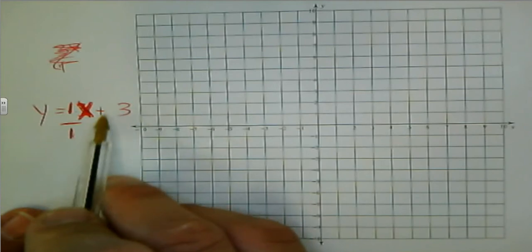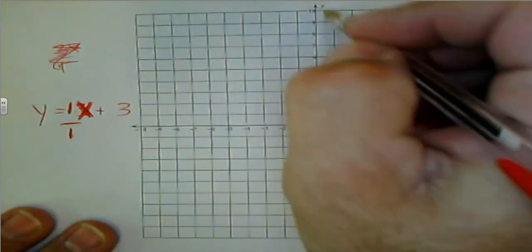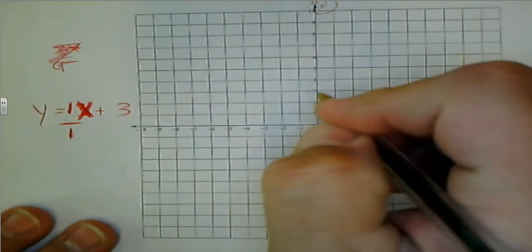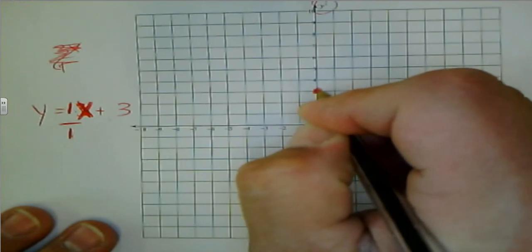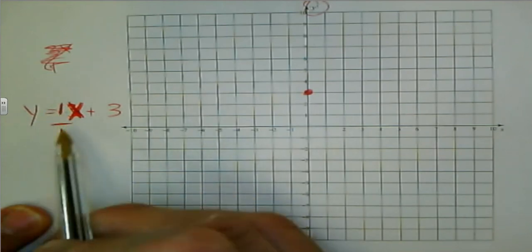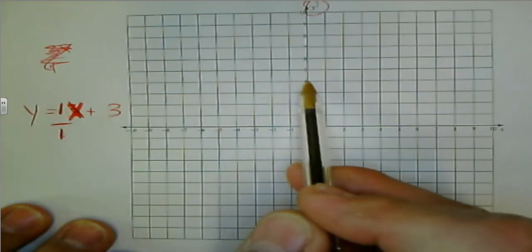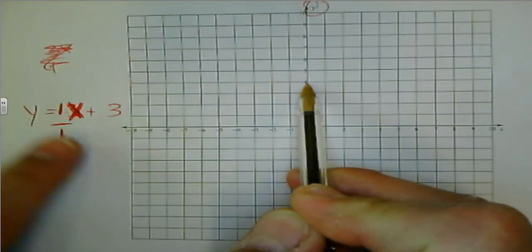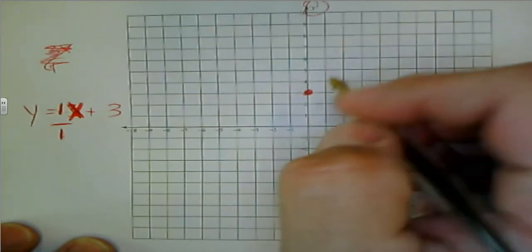The y-intercept is 3, so we go to positive 3. Here's our y. We go to the 3 and we put our dots. The only time that we just go to the number. Now, the rest of this is 1 over 1. It's positive 1, so we're going to go up 1. It's 1 on the bottom, so our first one is always going to be to the right.